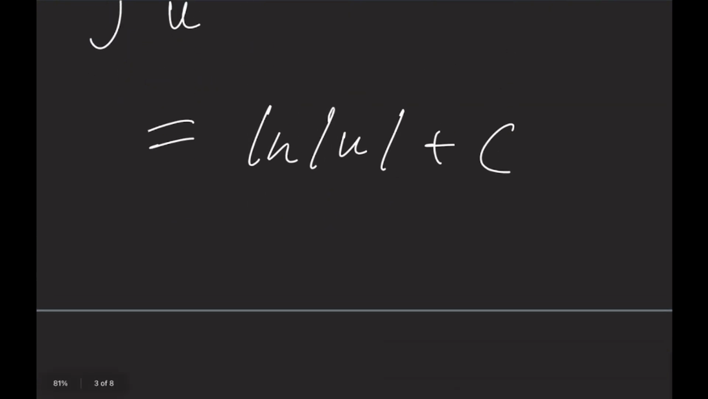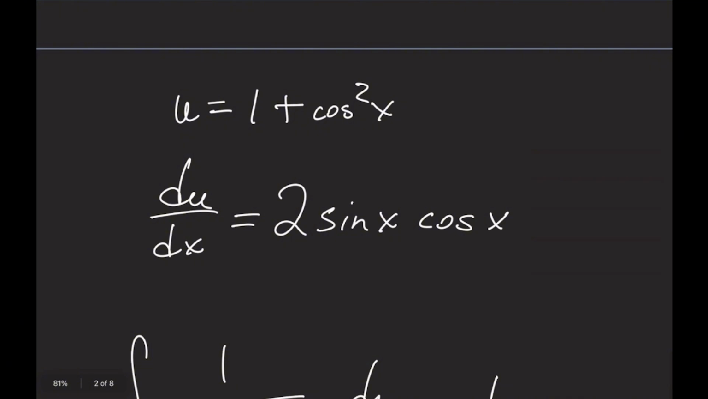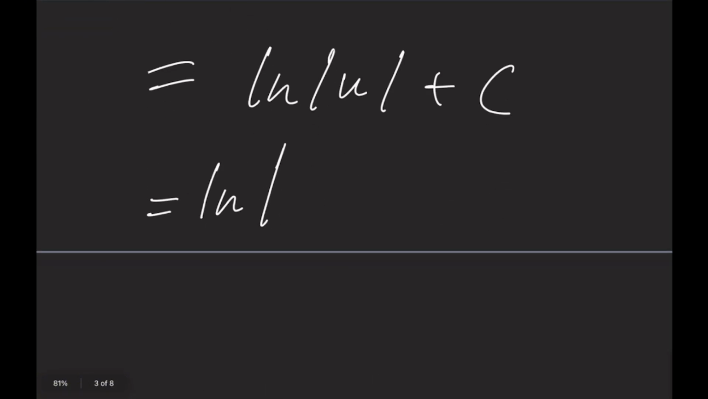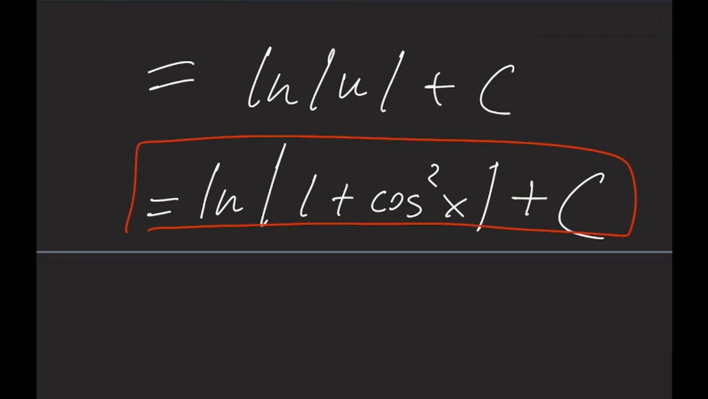And then we put it back into terms of x. So what was u again? u was 1 plus cosine squared x. So we have ln of the absolute value of 1 plus cosine squared x, absolute value closed, plus c. That is the answer.